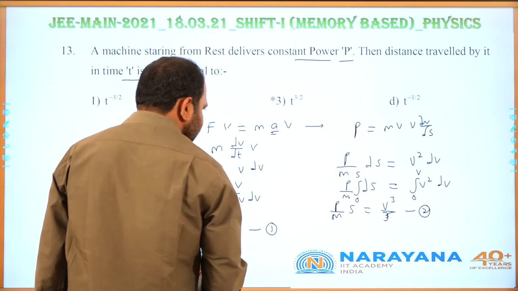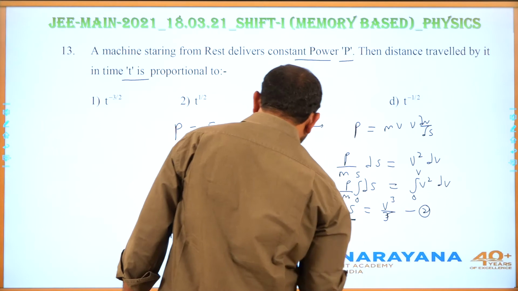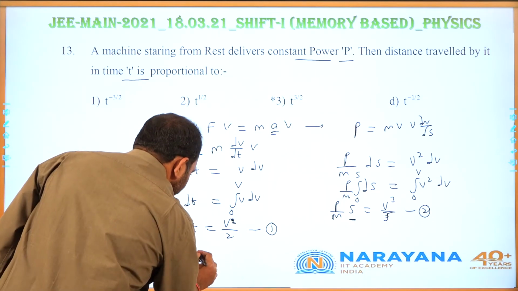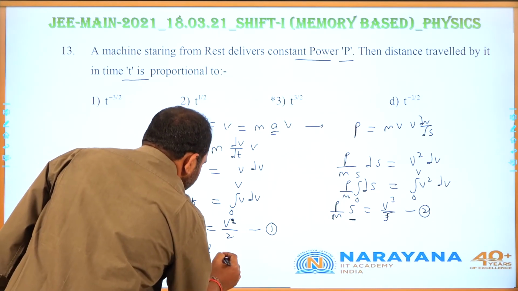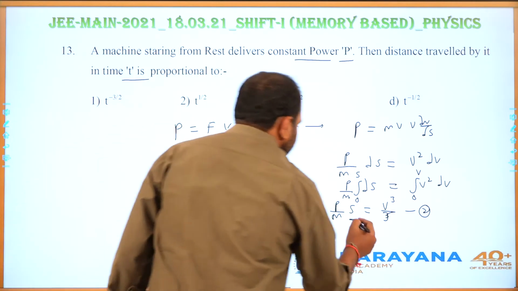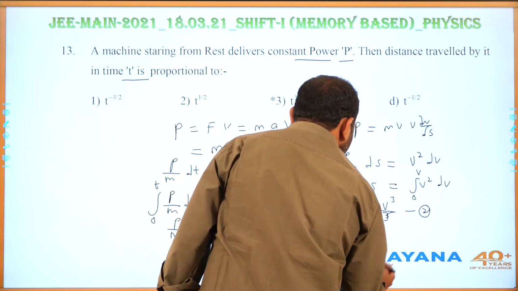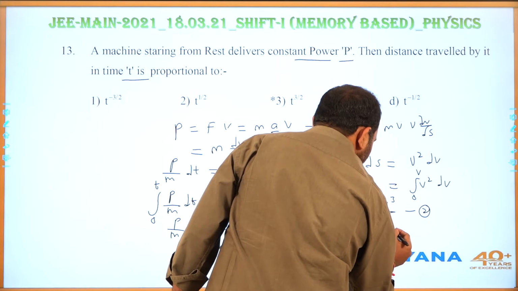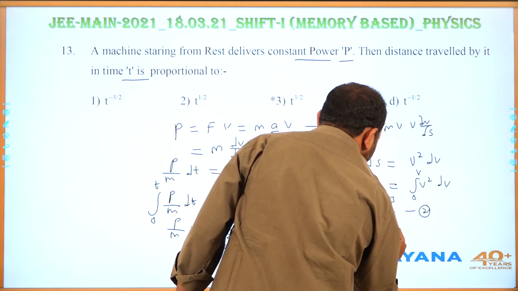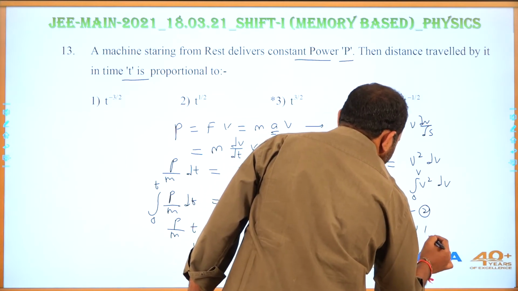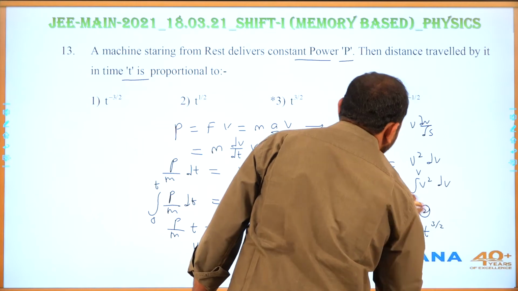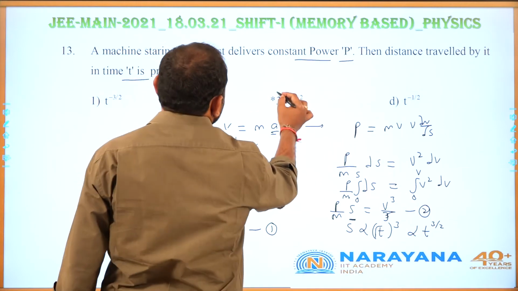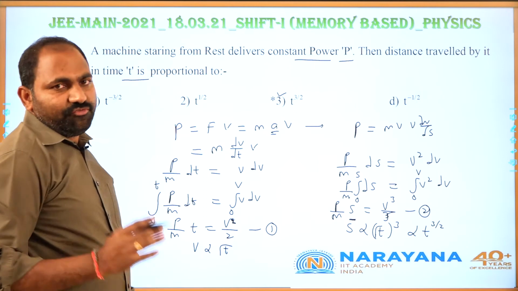So here it is clear, s is proportional to v cube, and v is proportional to square root of t, so s is proportional to square root of t whole power 3. So it is proportional to t power 3 by 2. It is given with option 3. Let us go to the 14th question.